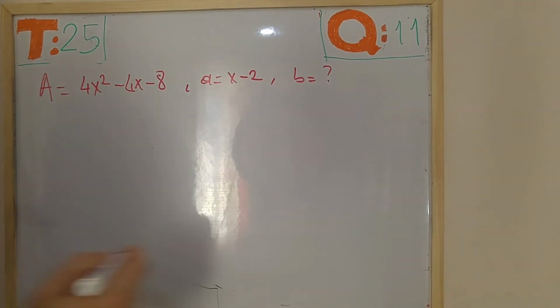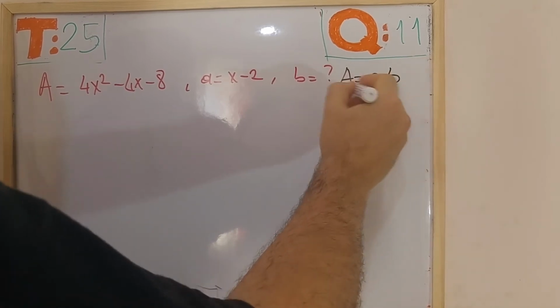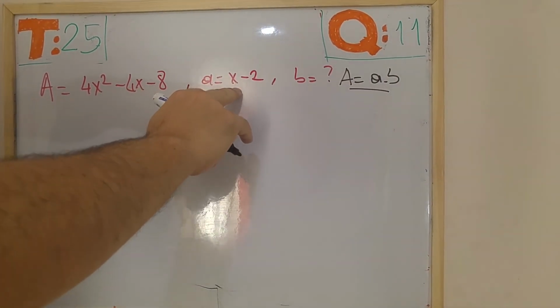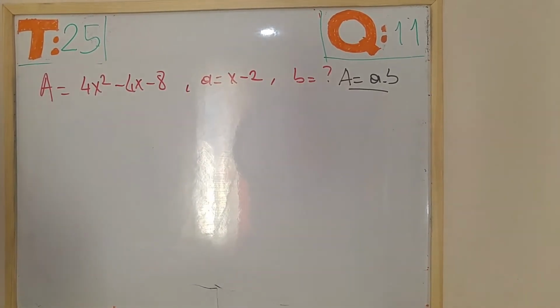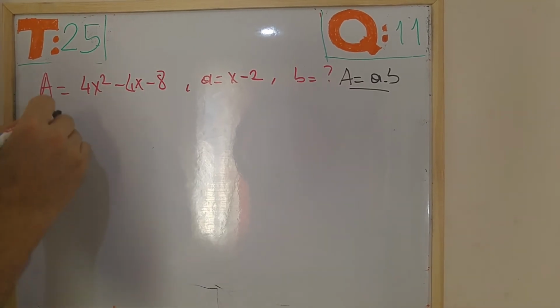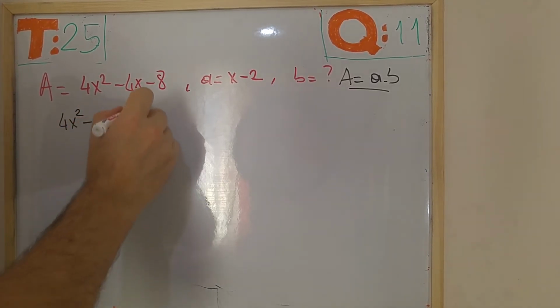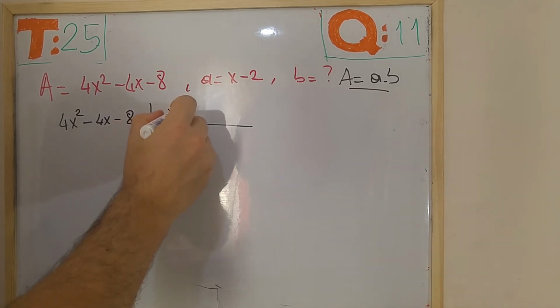Somebody has a rectangular garden, so the area of this garden is equal to A times B. And I know the area and I know one of the sides. What I'm trying to find out is the other side. We have a polynomial division here. Let's perform that. We have 4x squared minus 4x minus 8. So we need to divide this by x minus 2.